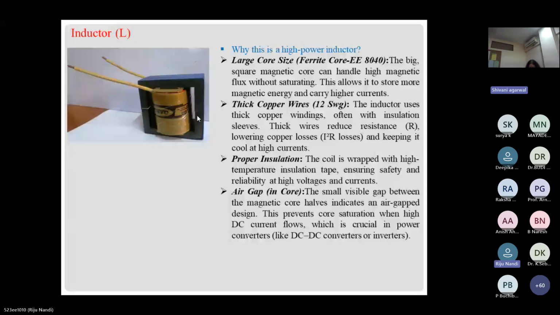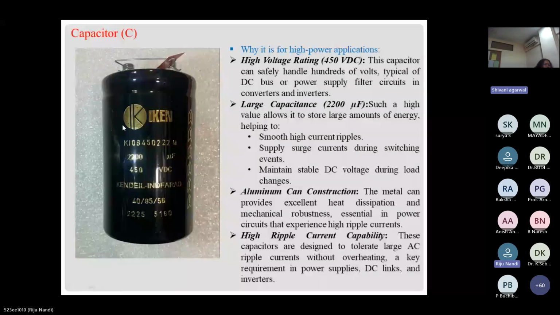Next is the capacitor. Many capacitors are available in the market, but I have used this capacitor from this company. It is for high power applications with a high voltage rating of 450 volt DC. If your microgrid is about 400, 300, or 200 volt, you can use this 450 volt DC capacitor, because if the voltage increases above 450 volt, the capacitor will be damaged.